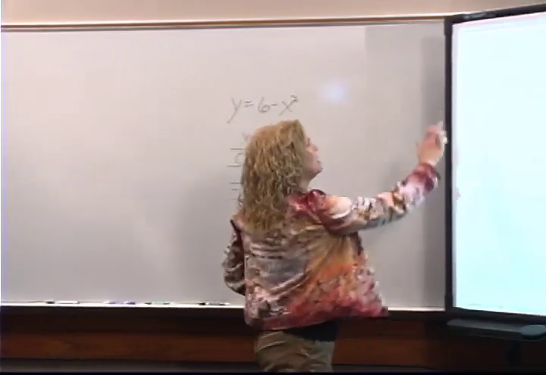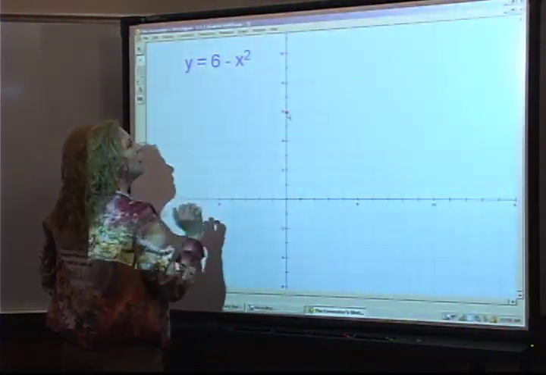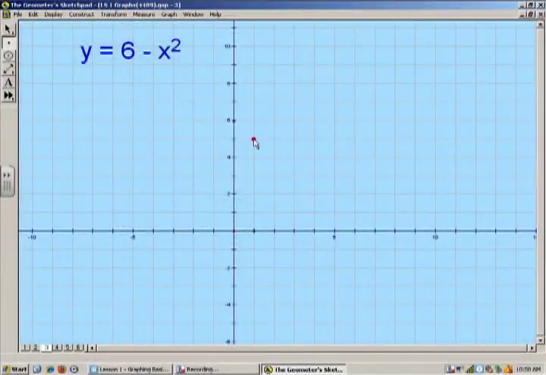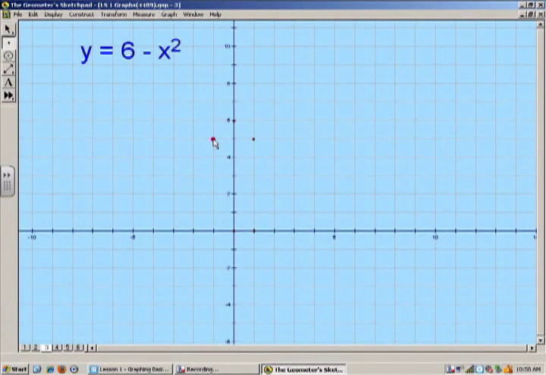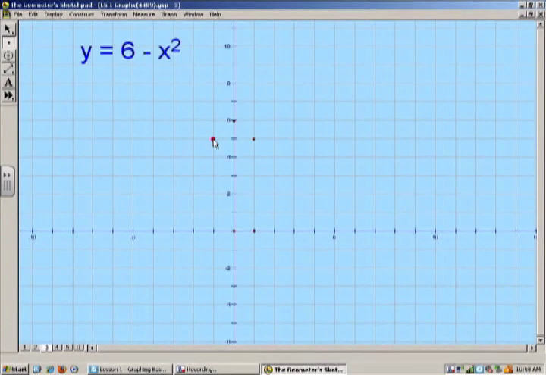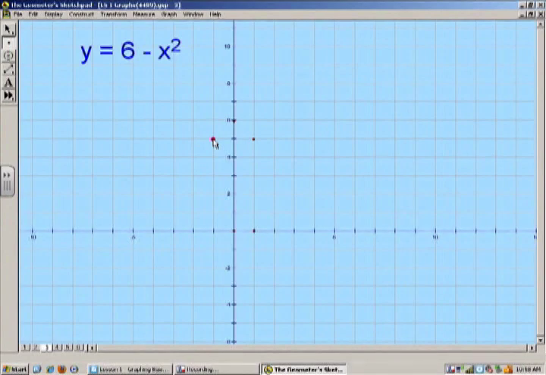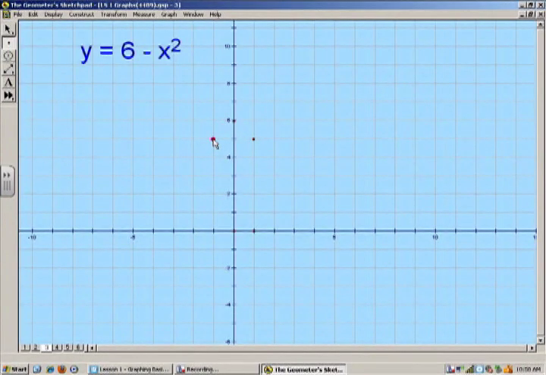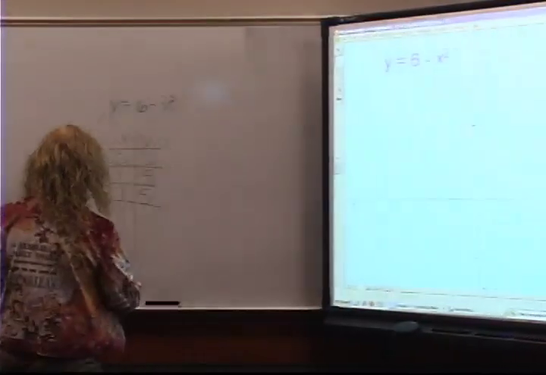Okay, well, let me take a peek at that. So I've got 0, 6, I have 1, 5, and I have negative 1, 5. Kind of looks like a little triangle going on here. Do you really think it's a triangle? And this is where you have to be careful about just randomly connecting points, because when I see that, I'm thinking, either I've totally messed up or this is not a straight line. I better get some more points.